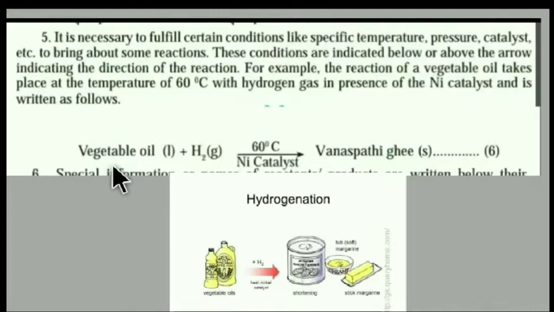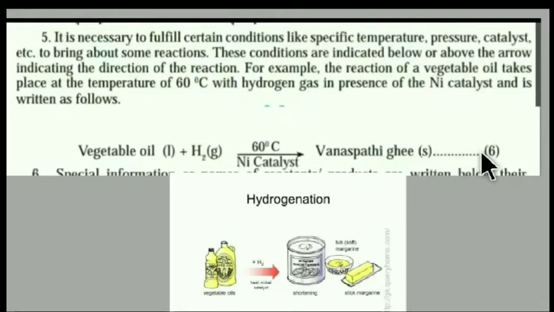So let us see: vegetable oil, that is in liquid state, and hydrogen in gaseous state. We are heating up to 60 degrees Celsius and using nickel catalyst. So this information of temperature and catalyst is given above and below the arrow. Then there is formation of vanaspati ghee. It is in solid state.